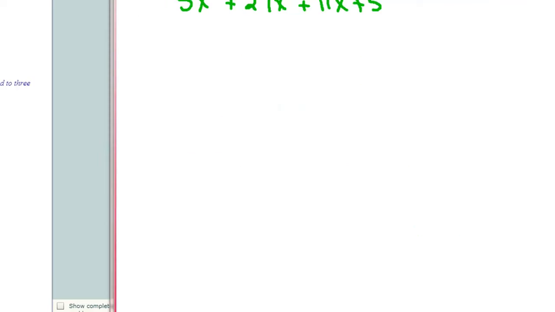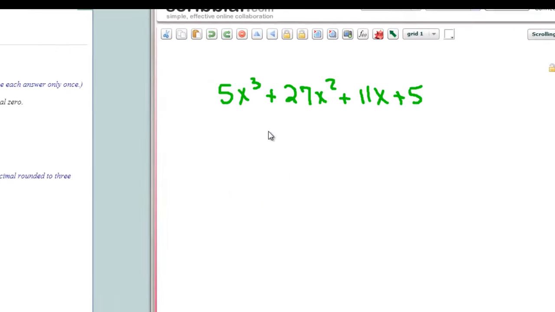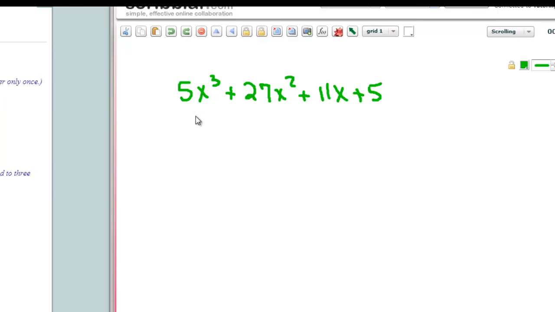So here we have this polynomial, and what we're going to do is use the rational zero theorem to find all the possible zeros. Now this doesn't mean that a zero is going to occur at every one of them. It's just a possibility. To do that, we look at the factors of the leading coefficient and the constant. This one ends up to be pretty easy. Since it's 5, they both are the same. So the only factors are 1 and 5.